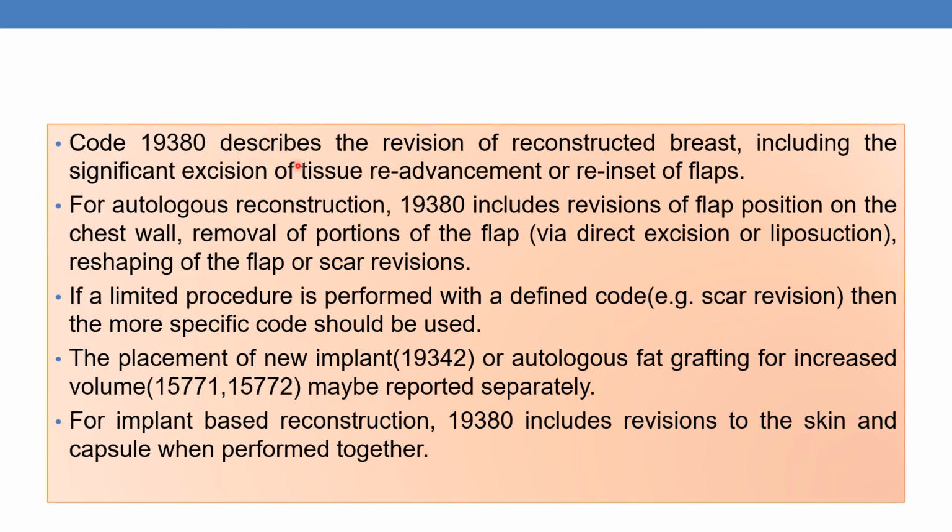Code 19380 describes the revision of a reconstructed breast. It includes significant excision of tissue, readvancement or reinsertion of flaps. For autologous reconstruction, whenever autologous reconstruction is done, the code 19380 includes revision of flap position on the chest wall, removal of a portion of the flap, that is via direct excision or liposuction, reshaping of the flap or scar revisions, and for placement of a new implant or autologous fat grafting for increased volume, they may be reported separately.